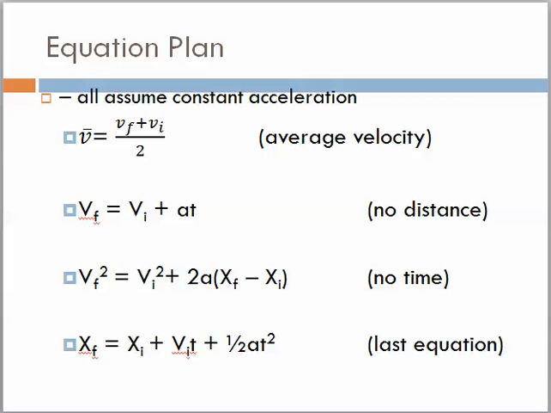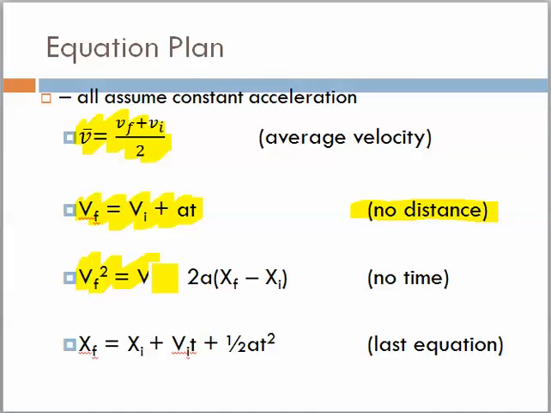Well, this becomes our equation plan. Our top one is one we will use for average velocity. The next one is VF equals VI plus AT. I want you to understand that we're going to use this when the story problem doesn't give us a distance quite often. That's when you're trying to find either the velocity, the acceleration, or time. Distance is not a component.